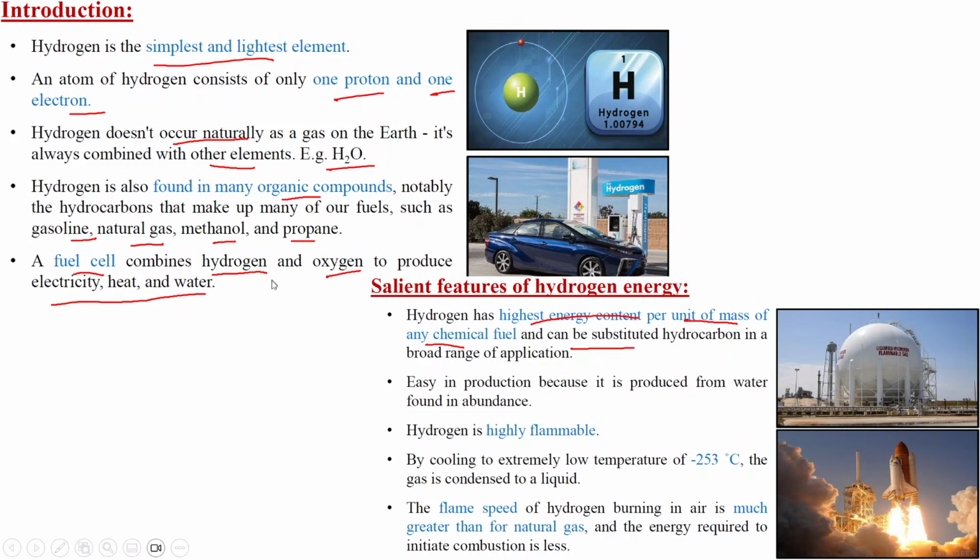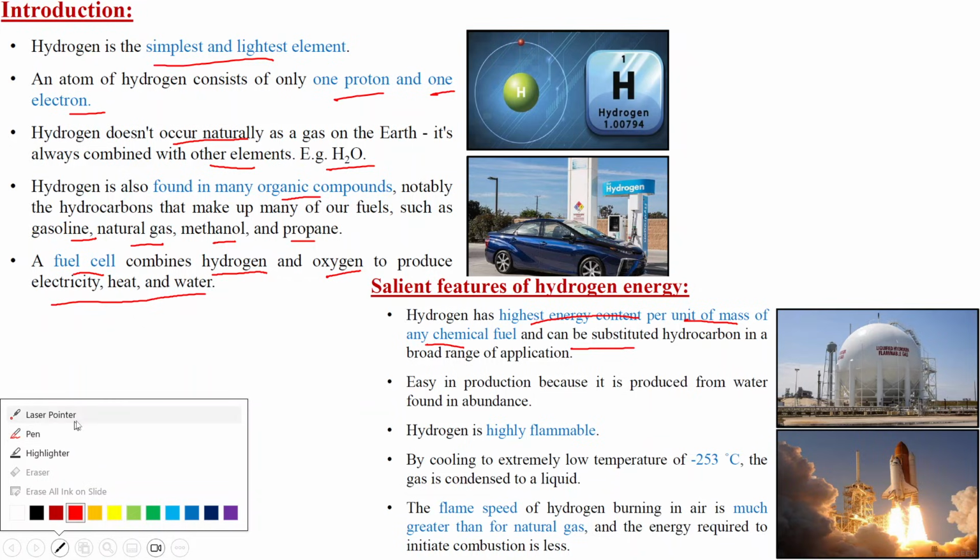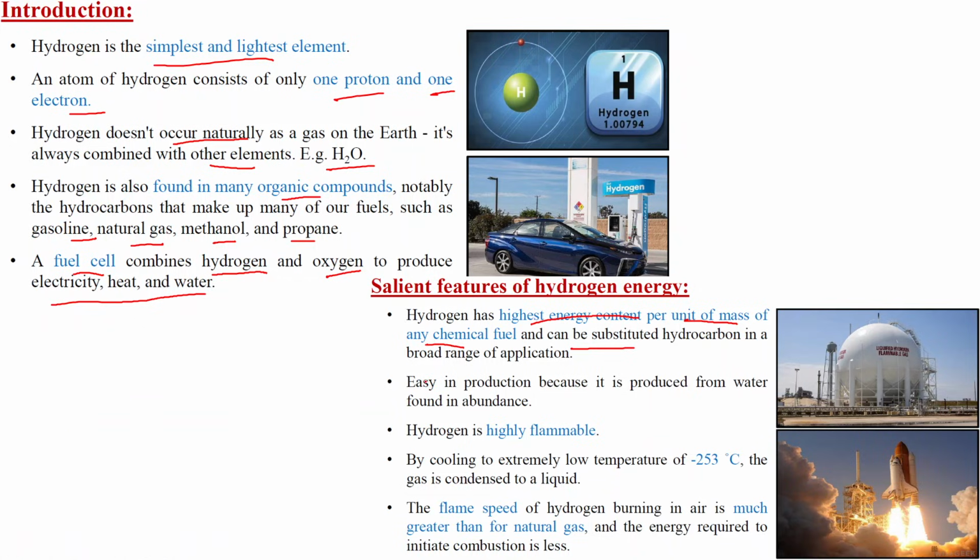Some of the salient features of hydrogen energy: it is easy to produce. We will study in detail various ways of producing hydrogen. It is easy to produce because it is produced from water, and as we know, water is available on Earth in abundance. It is highly flammable, and you can store it by cooling to an extremely low temperature, like minus 253 degrees C, to store it in liquid form. The flame speed of hydrogen burning in air is much greater compared to that of natural gas.